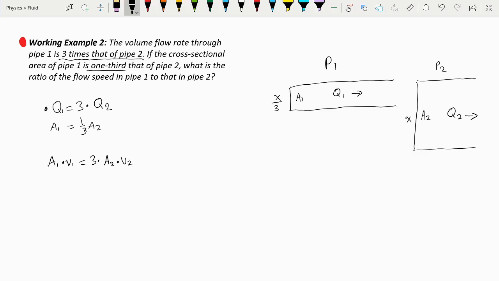So now I'm going to replace area 1 in terms of area 2. So I'm going to write 1/3 area 2 times V1 is equal to 3 times area 2 times V2. In this case, area 2 cancels out. If we multiply by 3 on both sides, we get V1 is equal to 9 times V2. And if we divide by V2, we get V1 divided by V2 is equal to 9. And this is the ratio of the flow speed in pipe 1 to that of pipe 2.